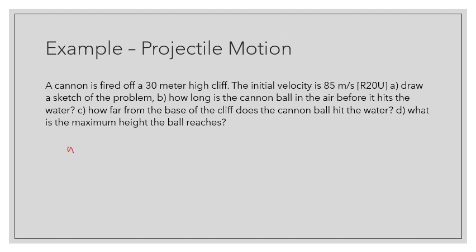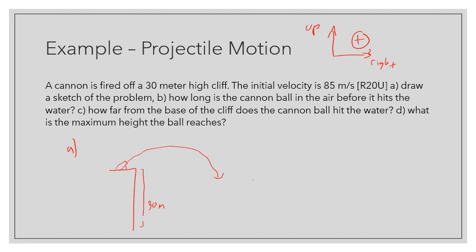It's always good to have a sketch to visualize the problem. And when we're doing the sketch, we can also set our reference frame. So we're going to set up and right as positive. You know that the cliff is 30 meters tall. And we can draw the cannon here, shooting out a projectile. We know that this angle here is 20 degrees, and that the velocity is 85 meters per second.